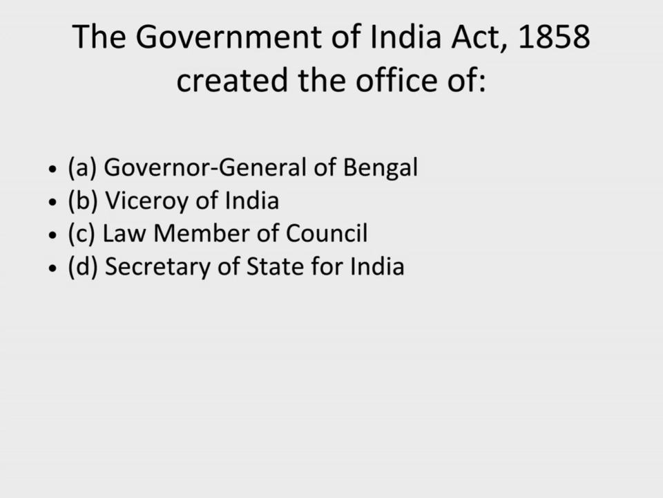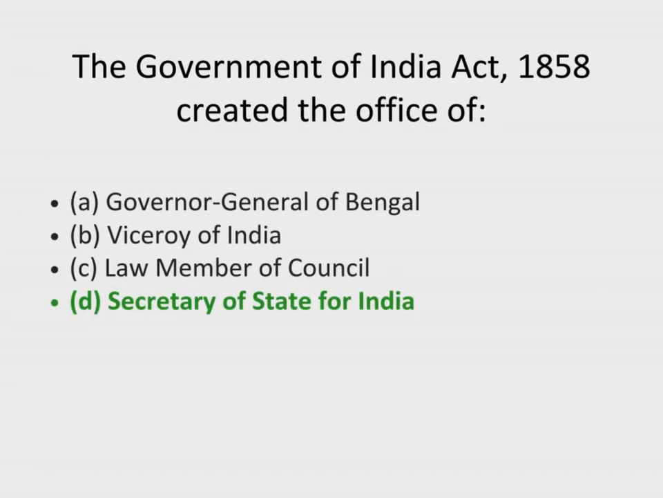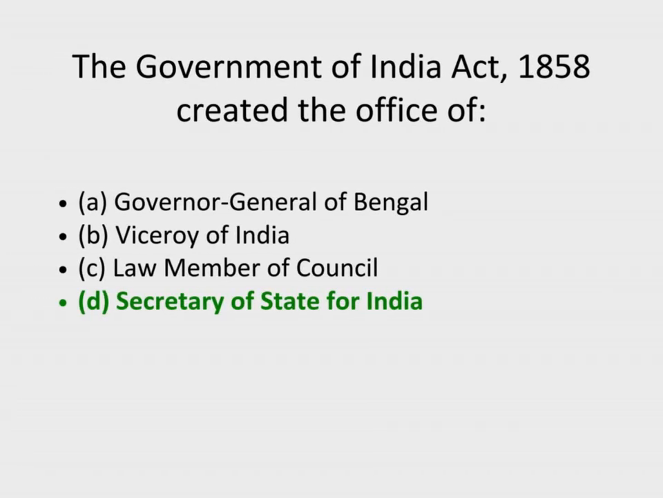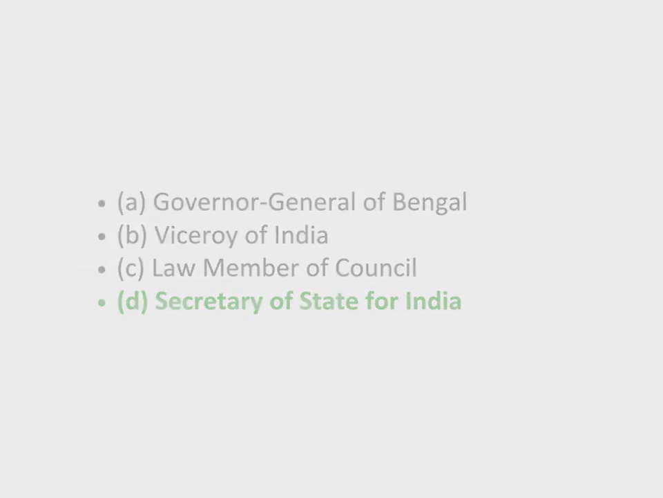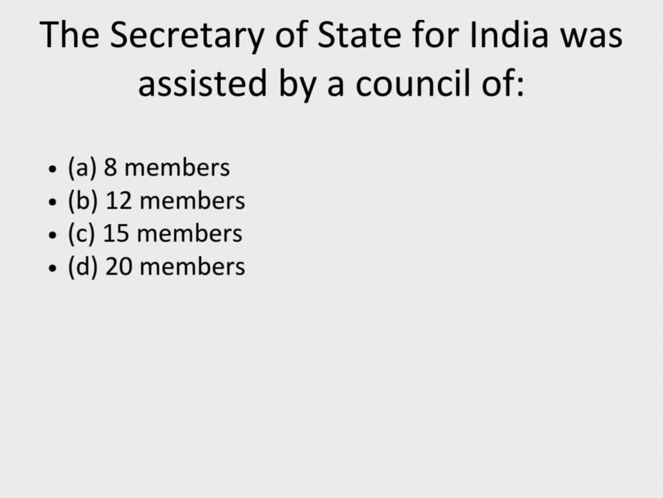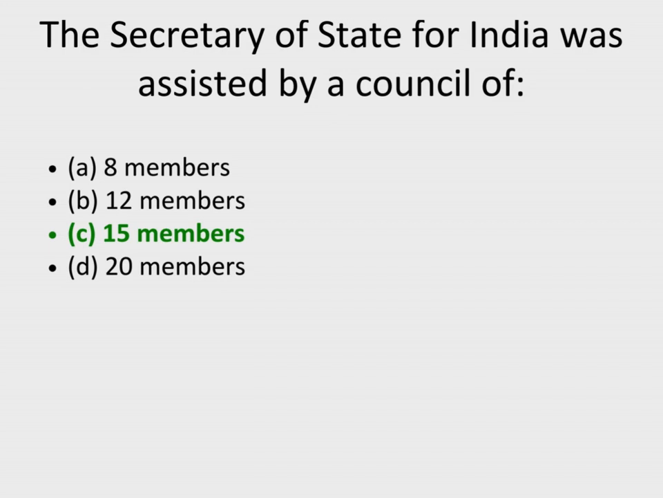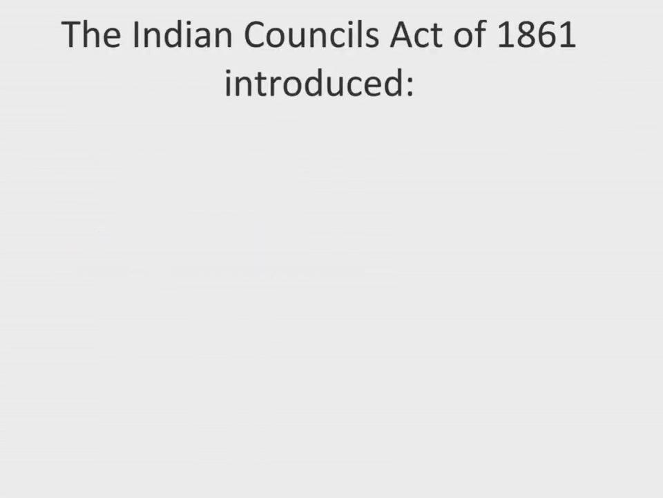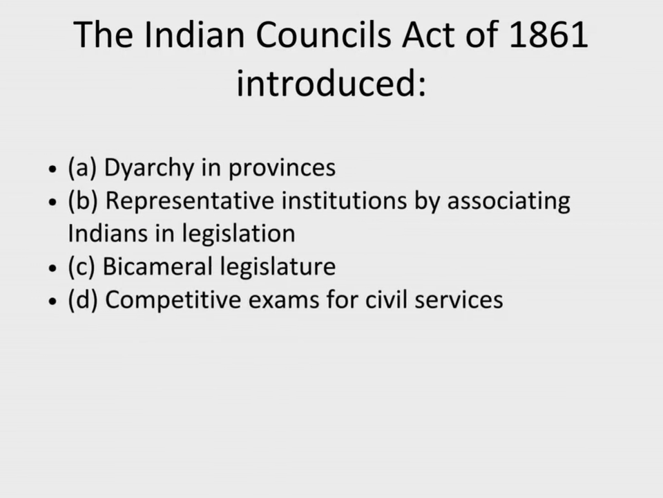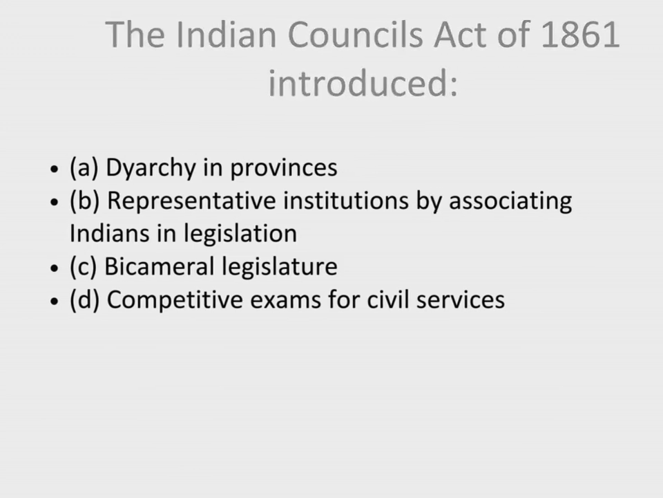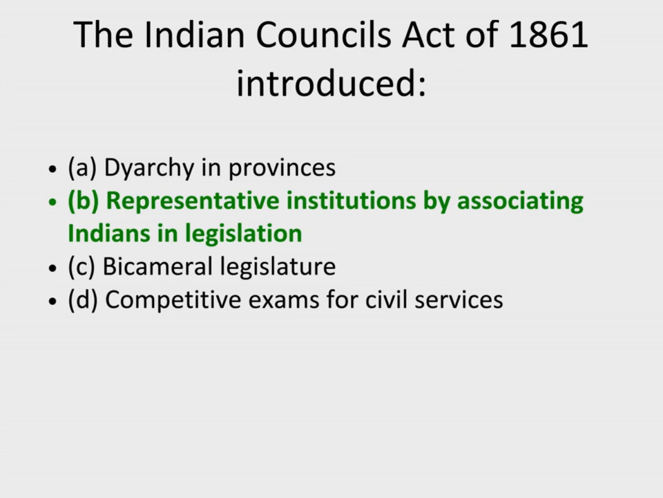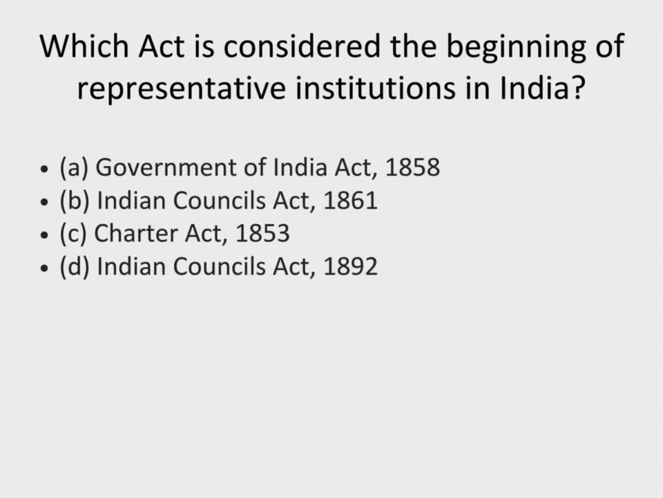3. The Government of India Act, 1858 created the office of. Correct answer, D. Secretary of State for India. 4. The Secretary of State for India was assisted by a council of. Correct answer, C. 15 members. 5. The Indian Councils Act of 1861 introduced. Correct answer, B. Representative institutions by associating Indians in legislation.